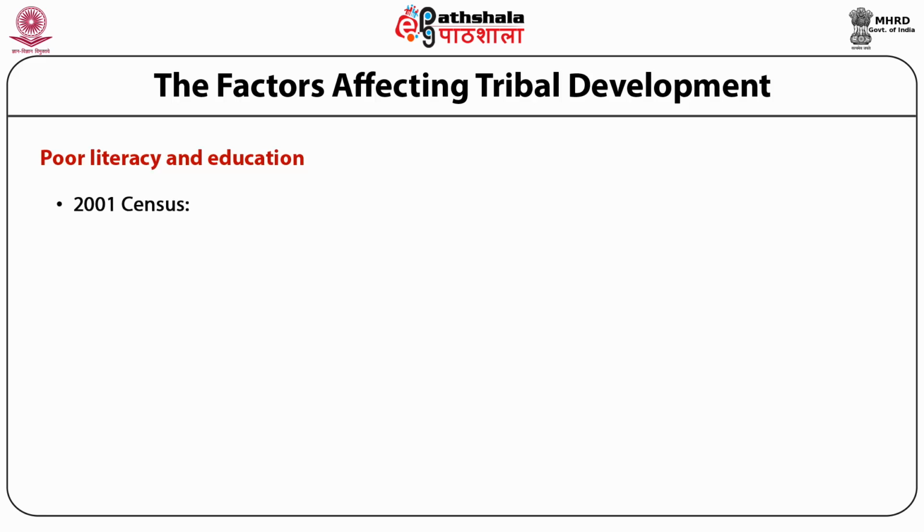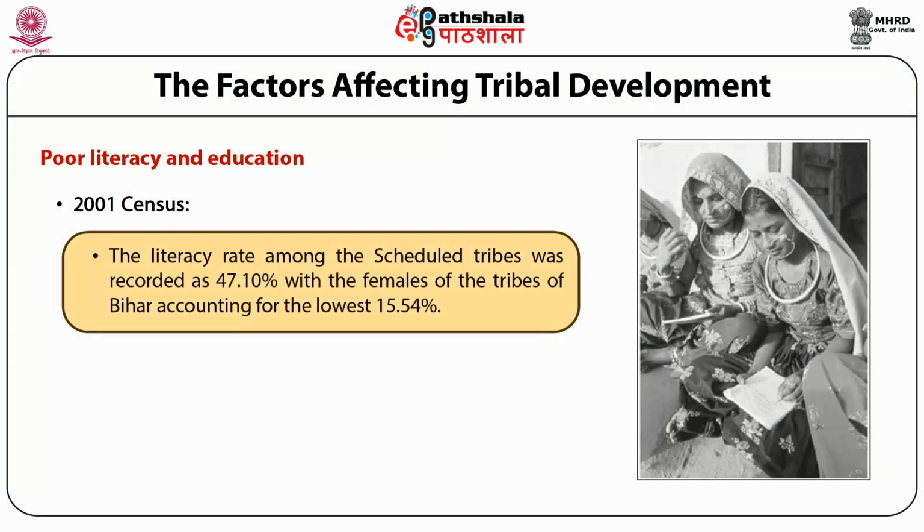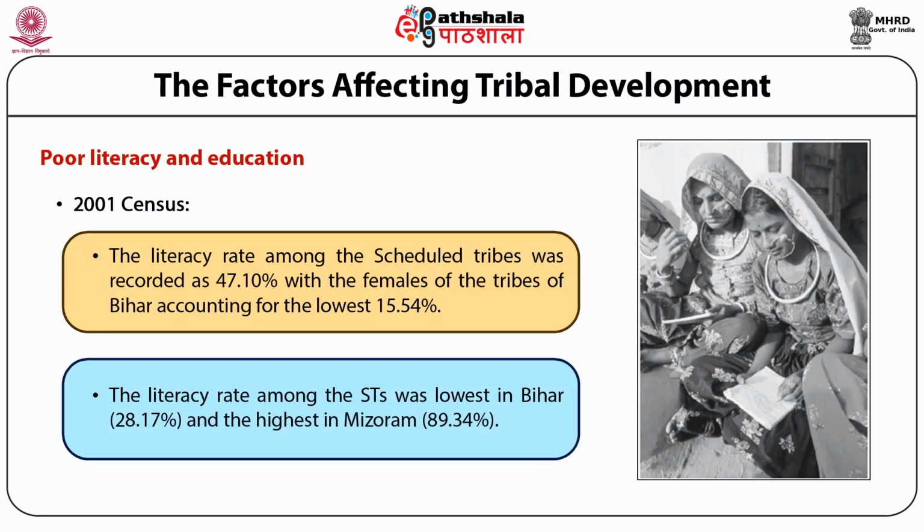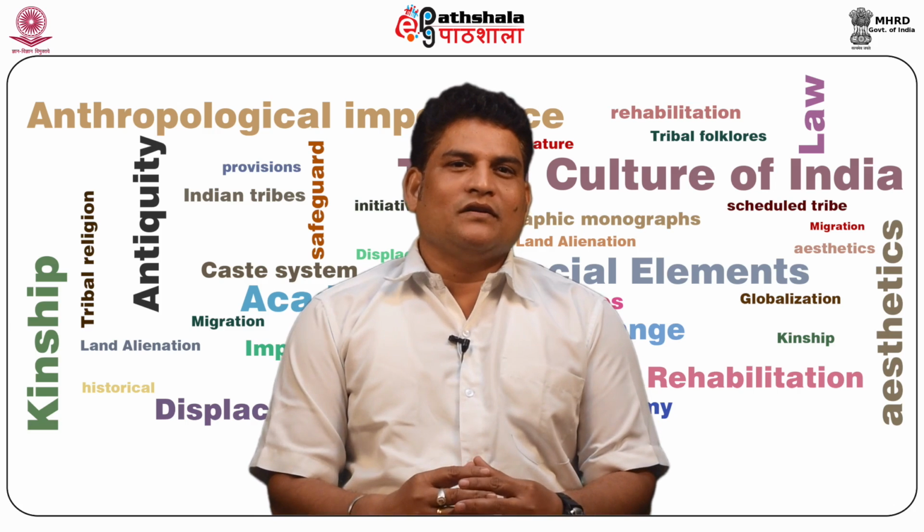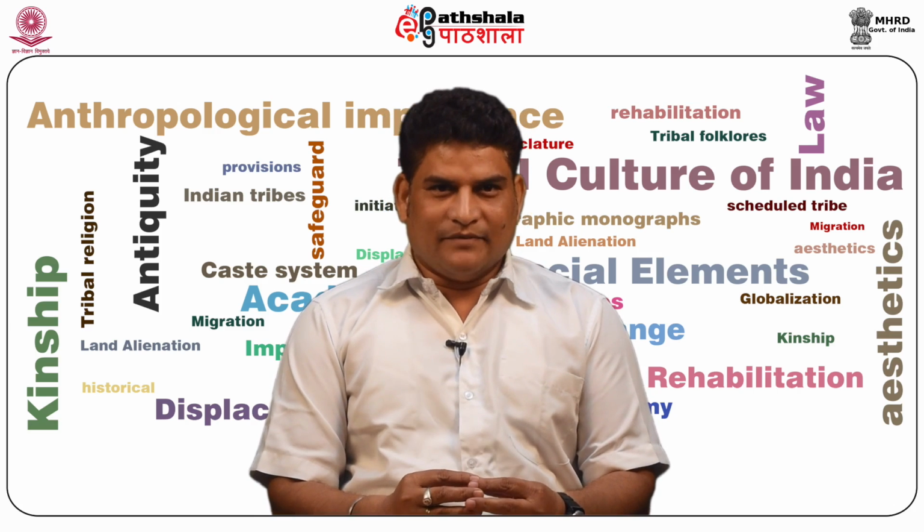According to the 2001 census, the literacy rate among the scheduled tribes was recorded as 47.10%, with the females of the tribes of Bihar accounting for the lowest, 15.54%. The literacy rate among the scheduled tribes was lowest in Bihar, that is 28.17%, and the highest in Mizoram, 89.34%. Now we'll focus on poor literacy and education.